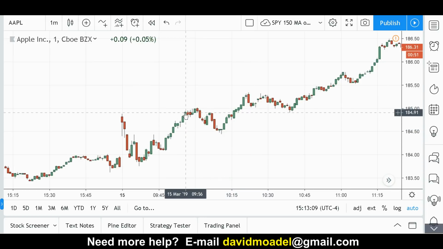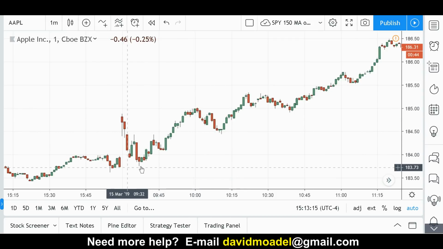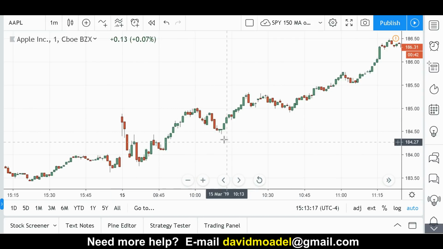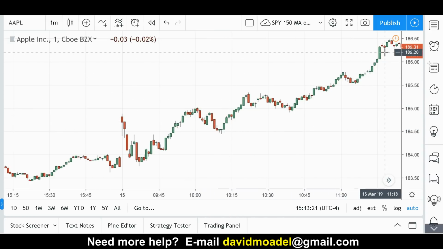And so it broke above a little bit here, and so I could have taken a long position. It went against me, but I wouldn't have gotten stopped out because the stop loss would be down here at the low of the first 15 minutes. It went against me, but I stayed in the trade, and it did quite nicely here.